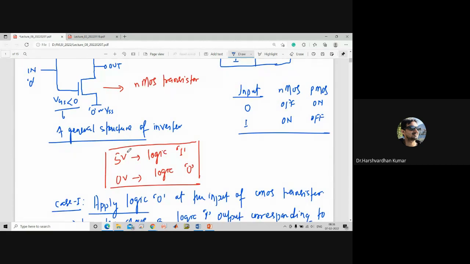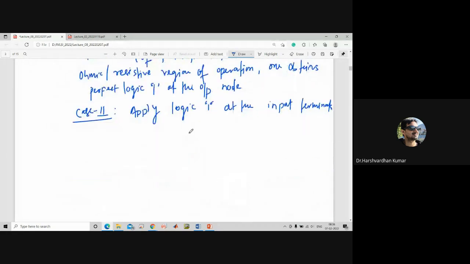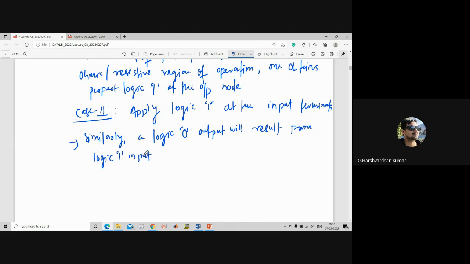Whenever the input is 1, it means VGS is 5 volt. If you apply 5 volt to this configuration, the NMOS transistor will turn on. So a logic 0 output will result from a logic 1 input. But how does it happen basically?